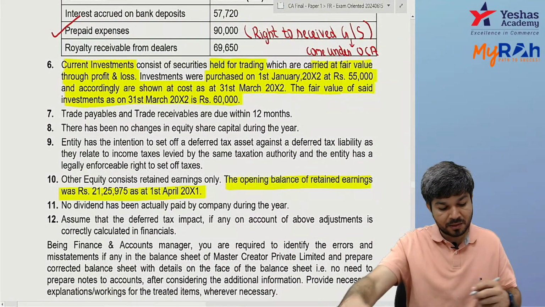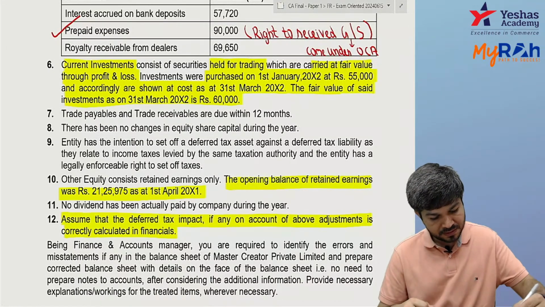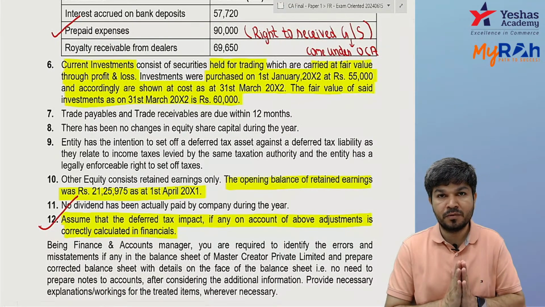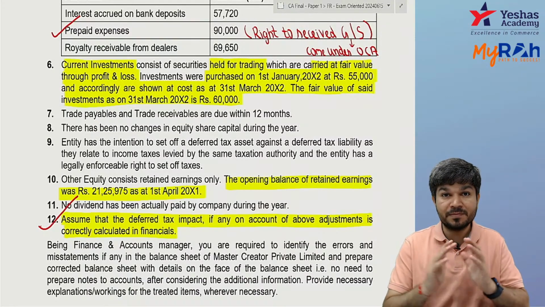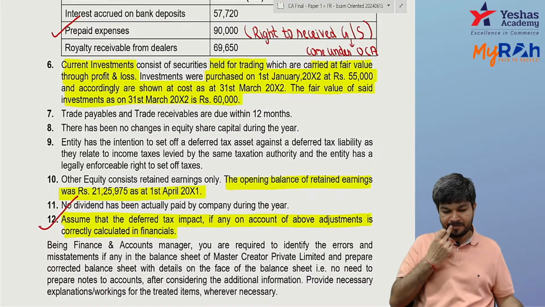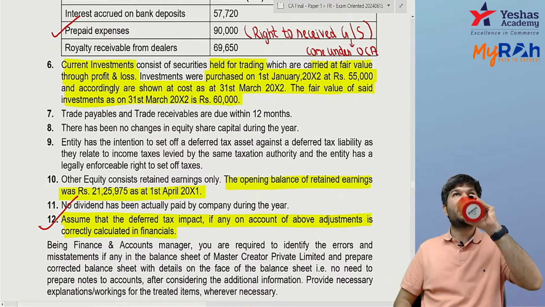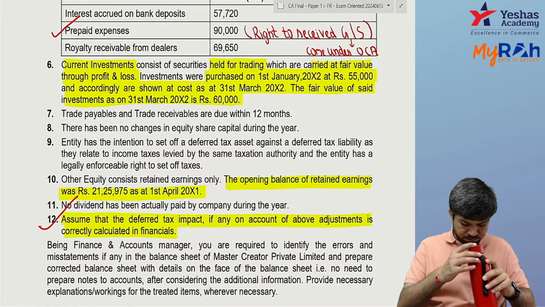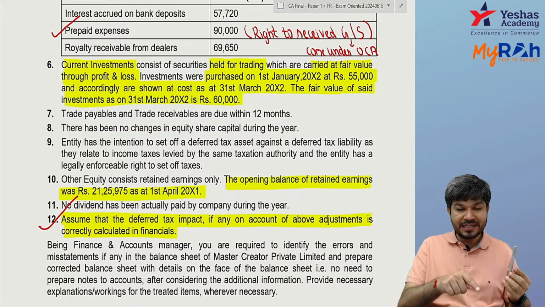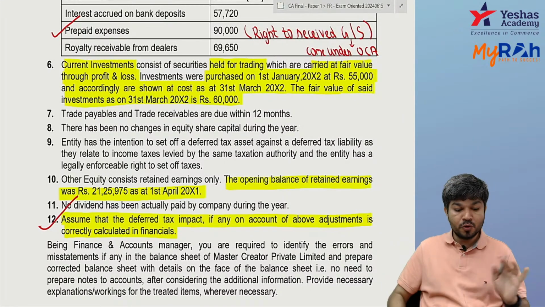Assume the deferred tax impact on above adjustment is correctly calculated. Means, okay, investment going up in your book, 5,000 investment went up. It will be taxed later. Should I do DTA, DTL adjustment? So last question we did. This question, don't do it. Question clearly says assume the deferred tax impacts are correctly calculated. So don't do it.